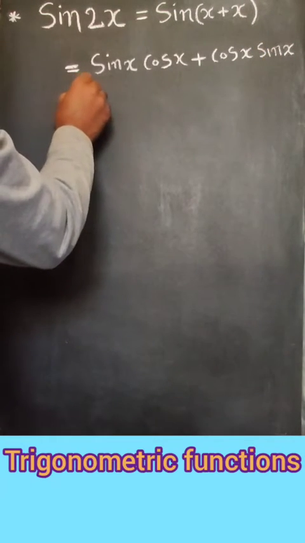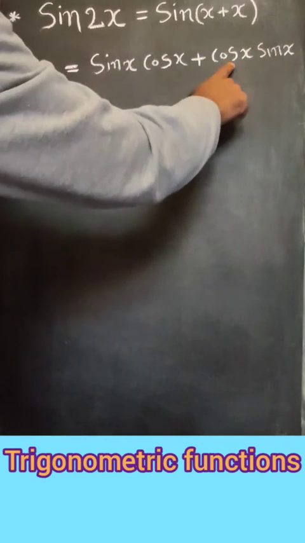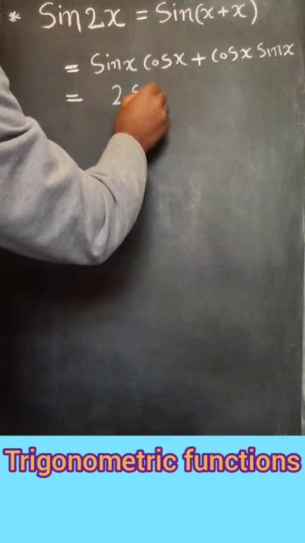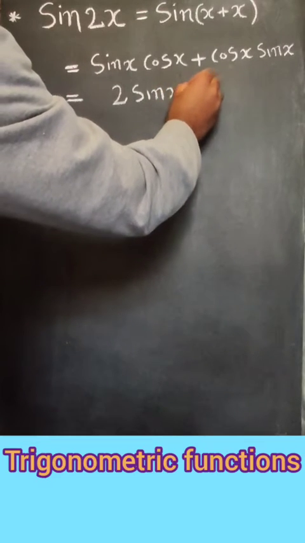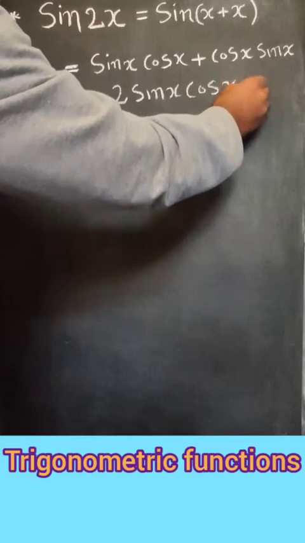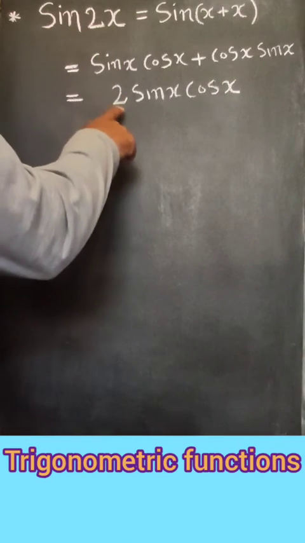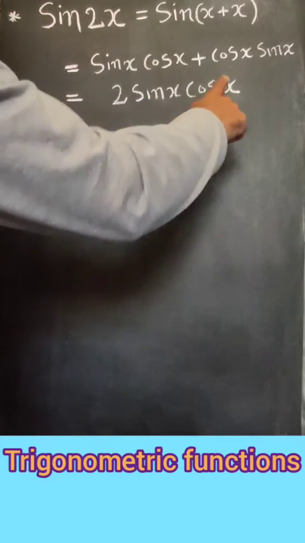Now that is equal to sine x cos x plus sine x cos x. So we have 2 times sine x cos x. Therefore, sine 2x is equal to twice sine x cos x.